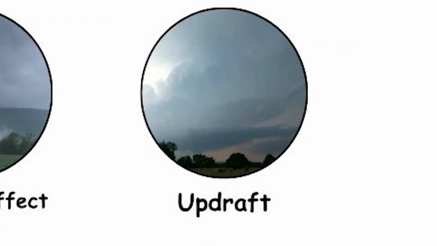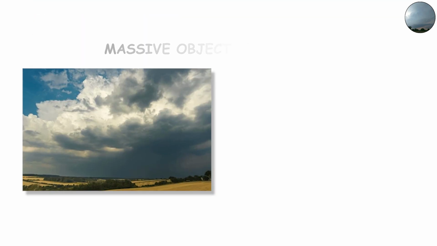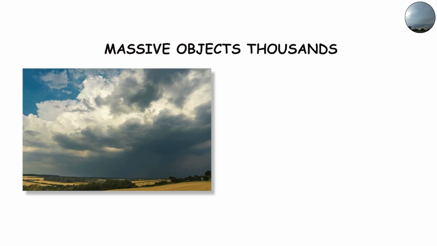Part 5. The Updraft. Nature's Elevator. Inside a tornado, air is constantly moving upward in a spiraling motion. This powerful updraft can carry massive objects thousands of feet into the air. There have been documented cases of pieces of houses, vehicles, and even livestock being lifted and dropped miles away.